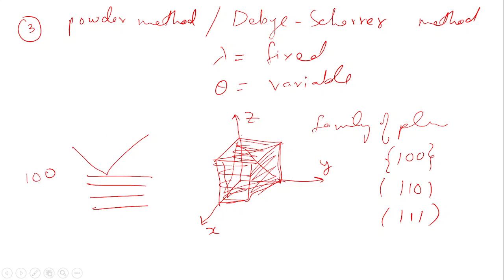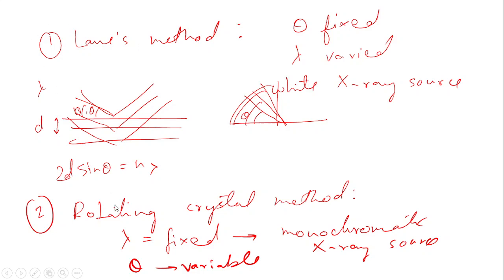One thing more: the Laue method and the rotating crystal method are used for single crystals. That means the arrangement is only in one direction, and the arrangement of atoms is uniform. So here these arrangements will be on a plane, right? So for single crystals we have these two techniques.